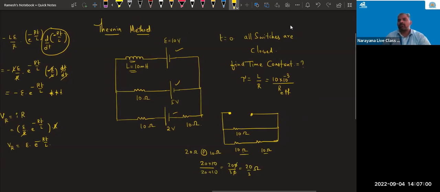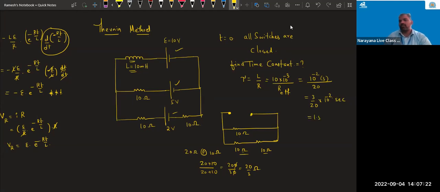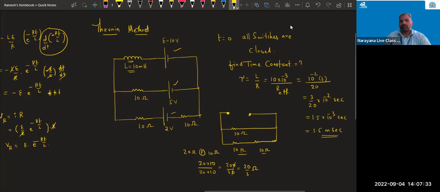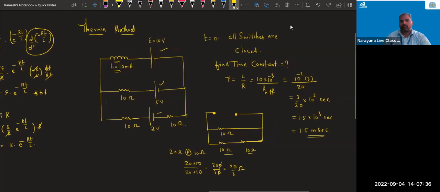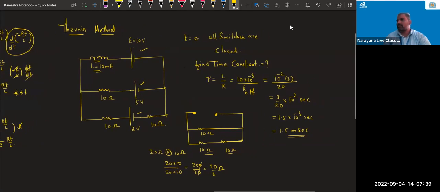So 10 into 10 power minus 3 means 10 power minus 2, divided by the effective resistance, 20 by 3. Correct or not? So 3 by 20 into 10 power minus 2 second is your answer, which is 1.5 into 10 power minus 3 second, means 1.5 millisecond is your answer. Understood or not understood?